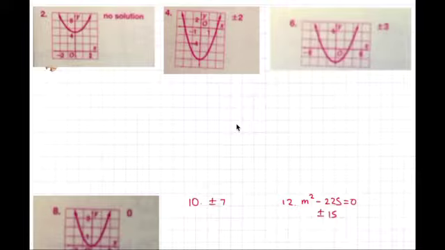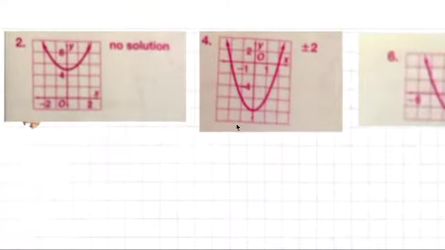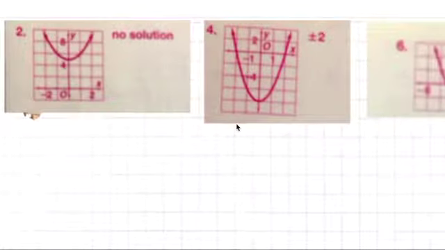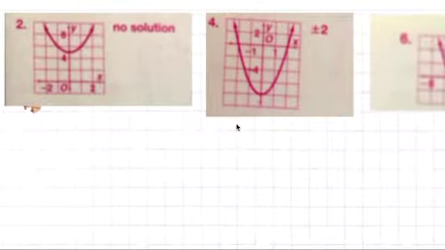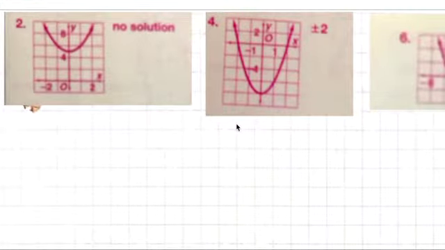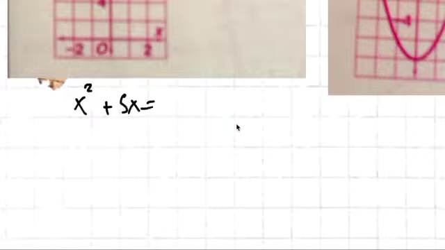These are the answers for it. So for number 2, the direction says to graph, solve by graphing. Okay, and the equation was x squared plus 5x equals 0. Is it, or plus 5 only?